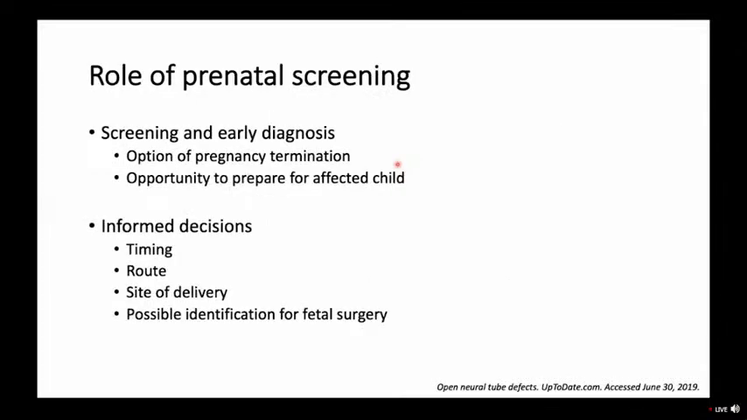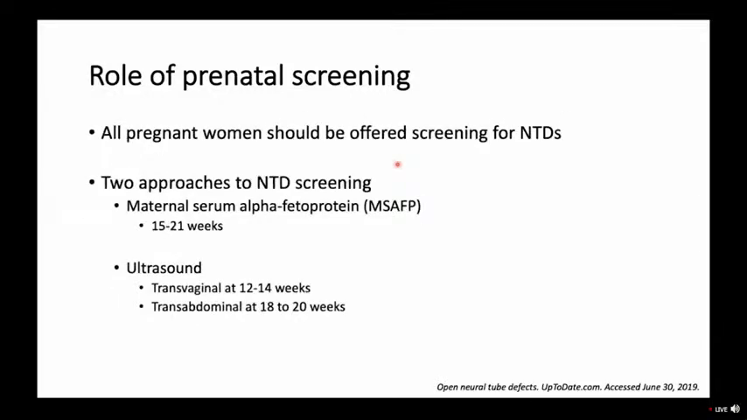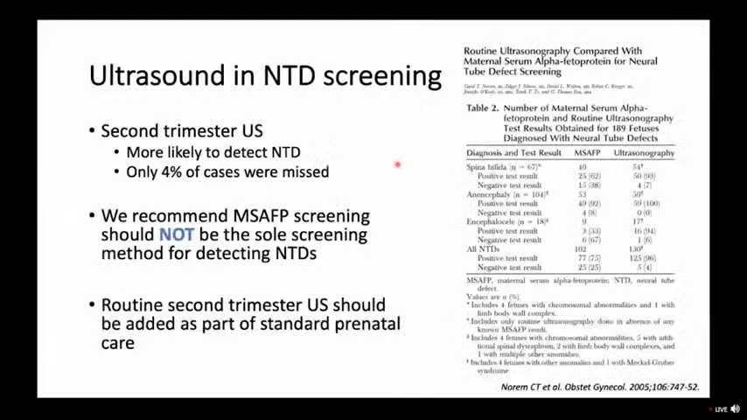We want to screen for this. We want to do this by ultrasound. We want to do this by blood testing. We used to do this just by blood testing, but we really have found that this is better detected by ultrasound. Spina bifida blood testing should not be the only way to screen for open neural tube defects.